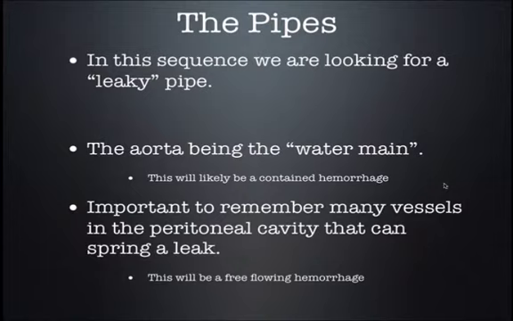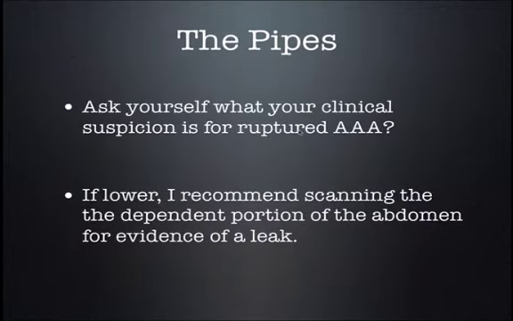So really, it comes down to clinical context. If you have a ruptured aorta, this is likely going to be a contained hemorrhage. So this will be a retroperitoneal hemorrhage. Most of the time, you're not going to be able to find free fluid in a person with a ruptured AAA. However, if you have a person who has a ruptured ectopic pregnancy, there's a good likelihood that you would be able to find free peritoneal fluid. So really, it comes down to your clinical gestalt.